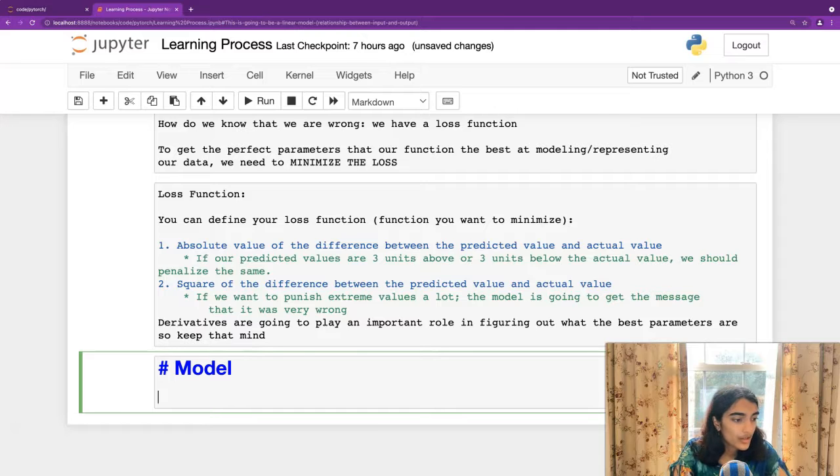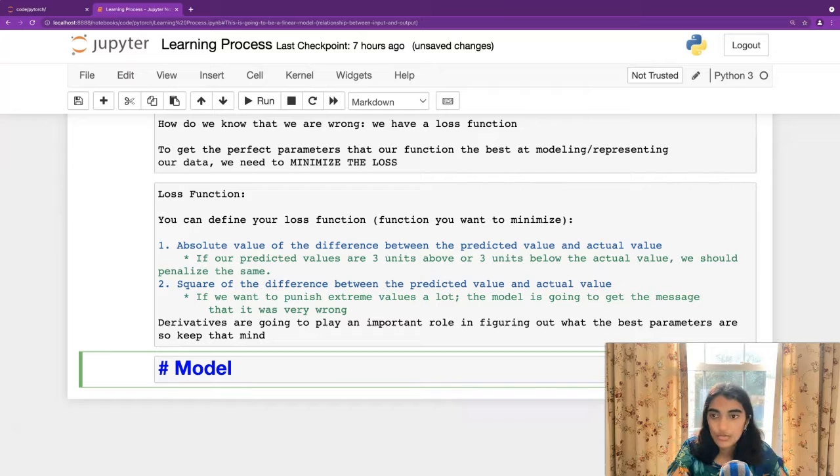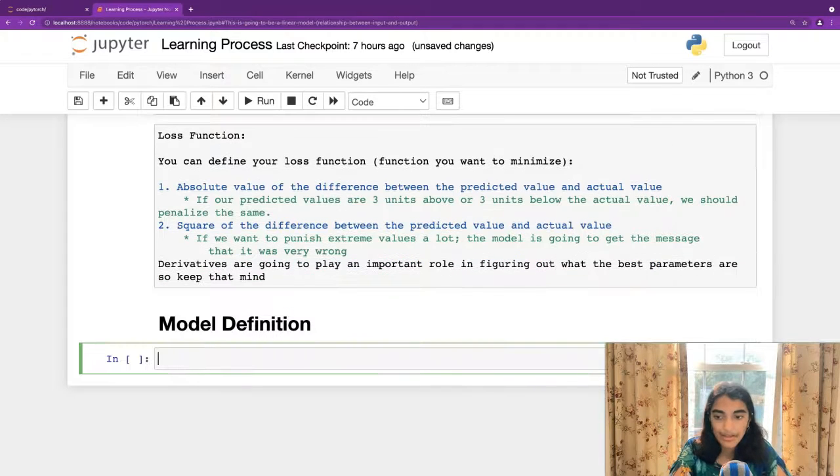And in our model, the parameters will be PyTorch scalars, so they're like 0-dimensional tensors. 1D tensors are vectors, so just scalars would be 0-dimensional. So let's define a function called model, okay? This is a markdown cell, so let's just call this model definition and say def model.